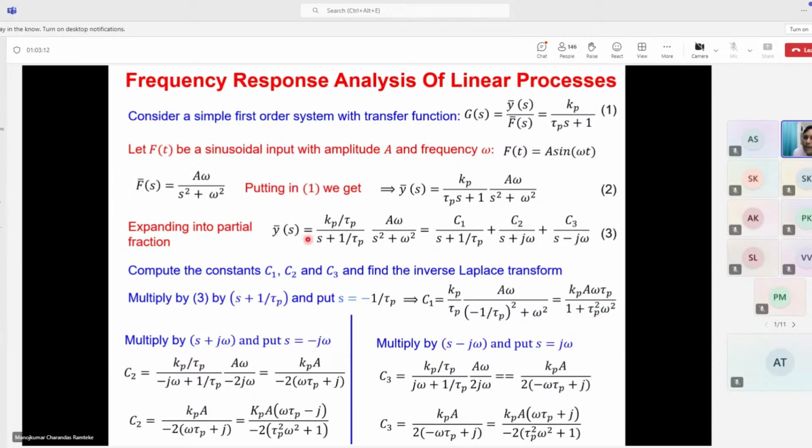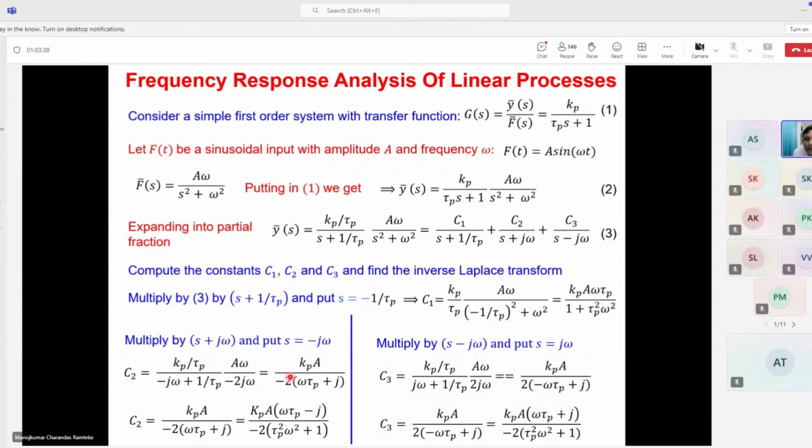Similarly for c2, again we can multiply this equation number 3 by s plus j omega and then put s equals to minus j omega. So with that what we are going to get is, this s will be replaced by minus j omega, isn't it? Minus j omega, and this s will be represented by again minus j omega, so that will become minus 2 j omega, and here minus j omega. So again we can simplify this.